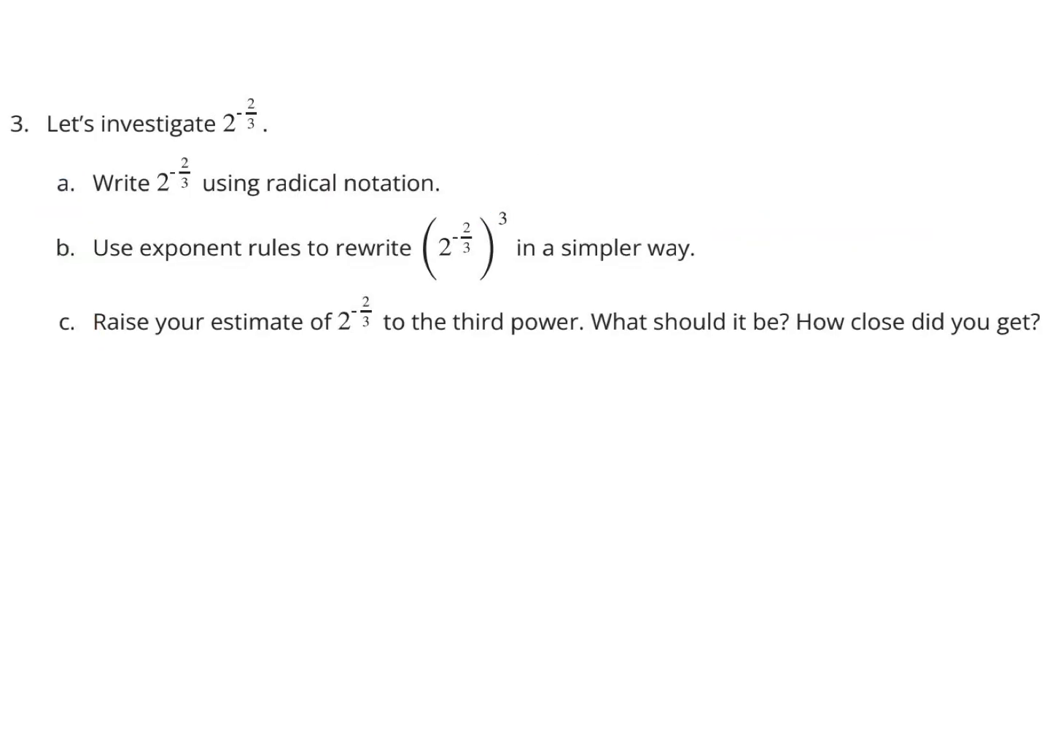All right, let's investigate 2 to the negative 2/3. We have 1 over the cube root of 2 squared, which is 1 over the cube root of 4. Negative 2/3 times 3 over 1 equals negative 2. 2 to the negative 2 is 1 over 2 squared, which equals 1 over 4. And the same thing for C. So estimation, it'll get close, it won't be exact.